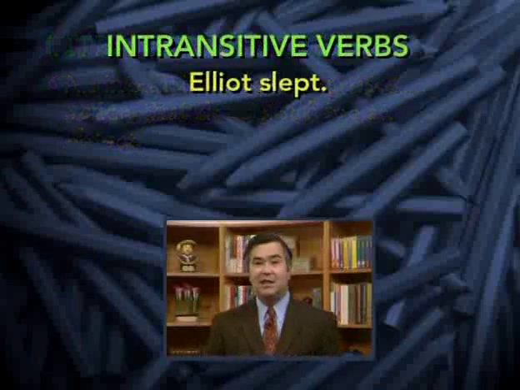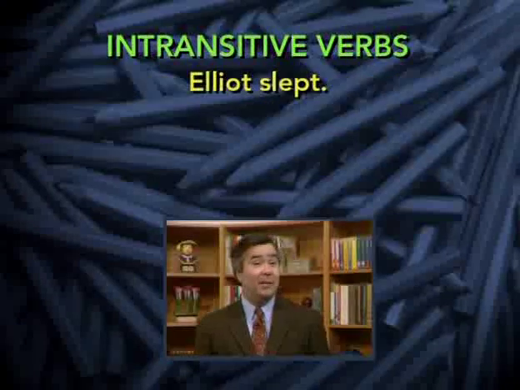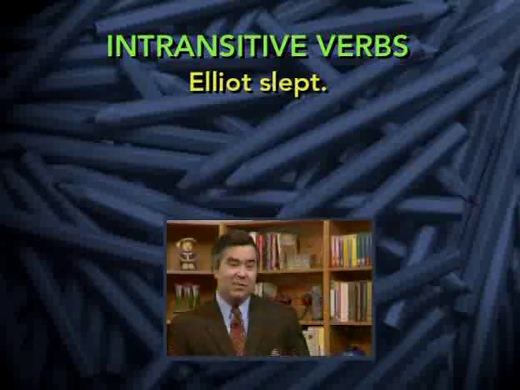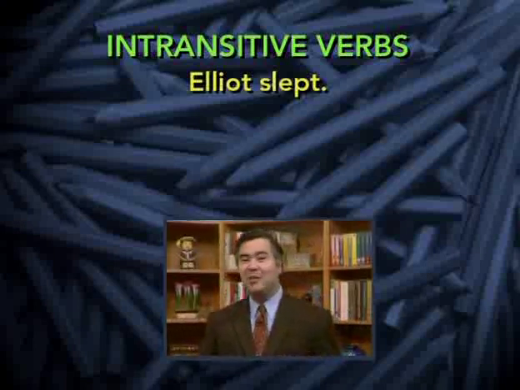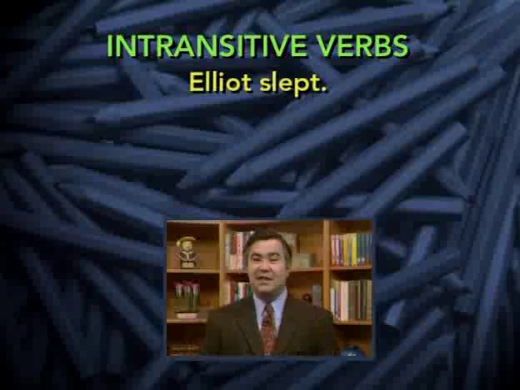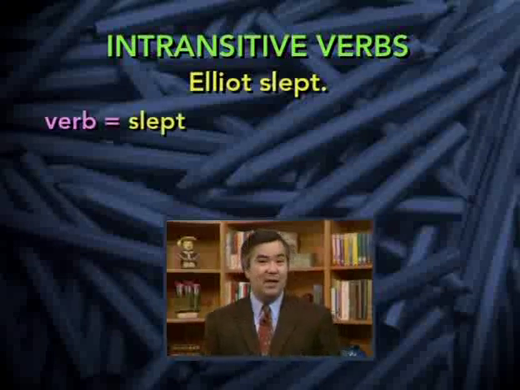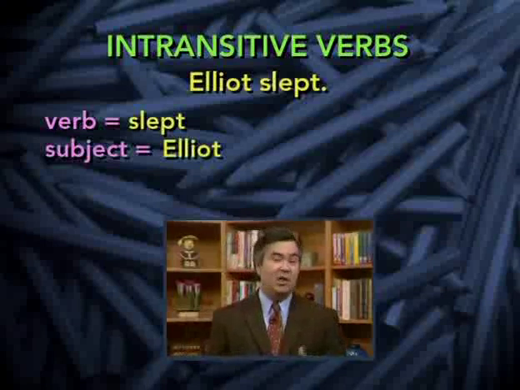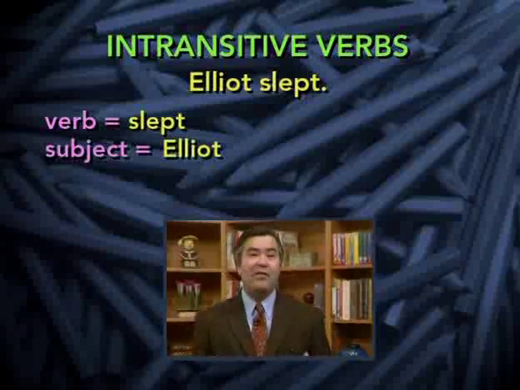Take a look at this sentence. Elliot slept. This is a short sentence, only two words, but it is a complete sentence. It has a subject and a verb, and it expresses a complete thought. In this sentence, the verb is slept, and the subject is Elliot. And the verb does not have any object. It expresses a complete thought without having an object.